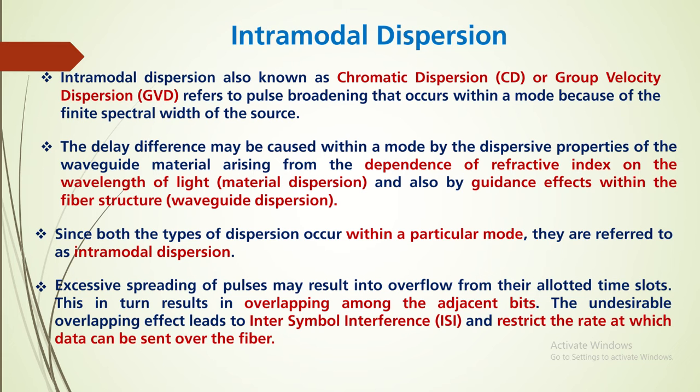So intramodal dispersion, also known as chromatic dispersion, or group velocity dispersion, mainly occurs within a particular mode. There are two types of dispersion: one is material dispersion, the other is waveguide dispersion. Material dispersion mainly depends on the refractive index of your fiber, and waveguide dispersion is mainly due to the guidance effects within the fiber structure. This dispersion leads to overlapping among adjacent bits that causes ISI, which restricts the rate at which data can be transmitted over the fiber.